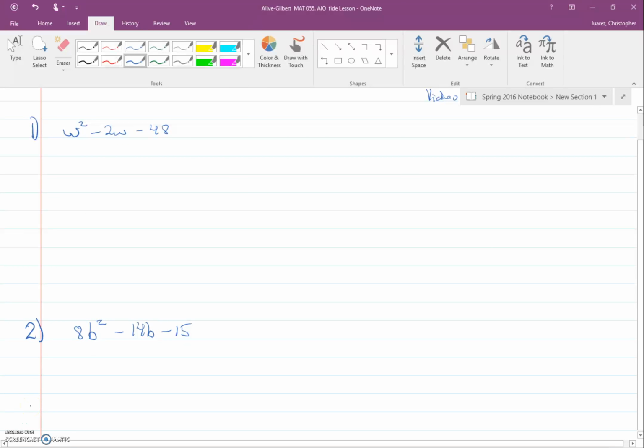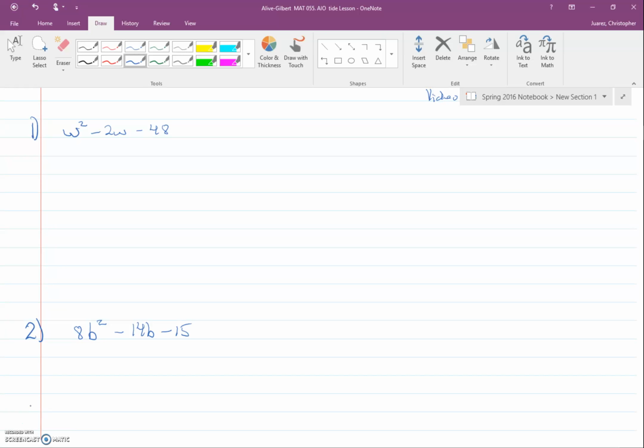Okay, I'm going to do one other thing before we go on to Rule 2, and that is to show you Rule 3A and B together so that you can really see what's the same and what are the things that are different. Okay, so number 1 is w squared minus 2w minus 48, and number 2 is 8b squared minus 14b minus 15.